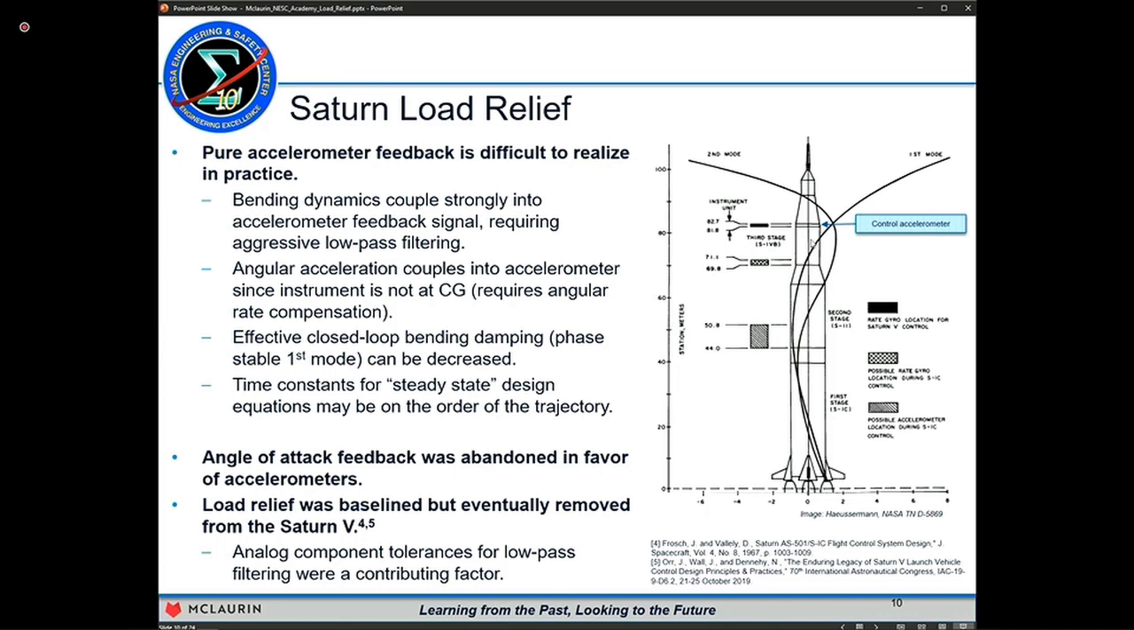When flexibility is considered, it's possible to actually decrease the effective closed loop bending damping as a result of using accelerometer feedback, which goes against the other control objective, sometimes in large launch vehicles, providing active stabilization in the first bending mode. All of these things have to be considered, and when you stack all of them up on something large like Saturn V, it's really hard to make it work, and that's why it was eventually removed.